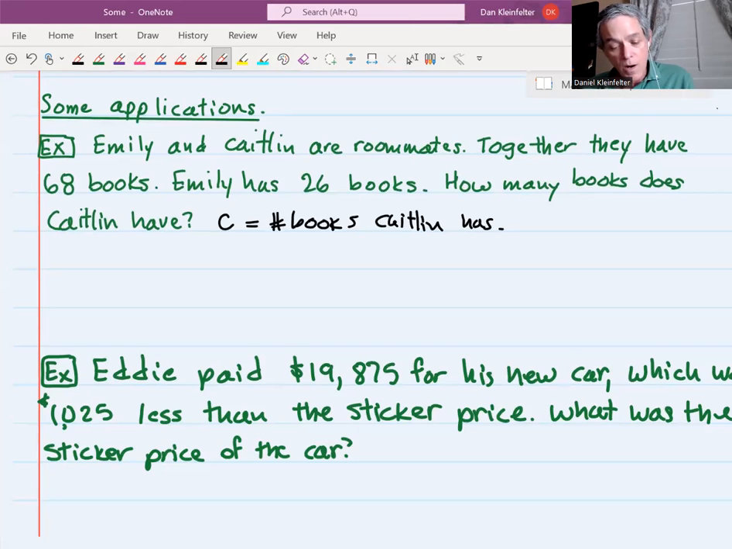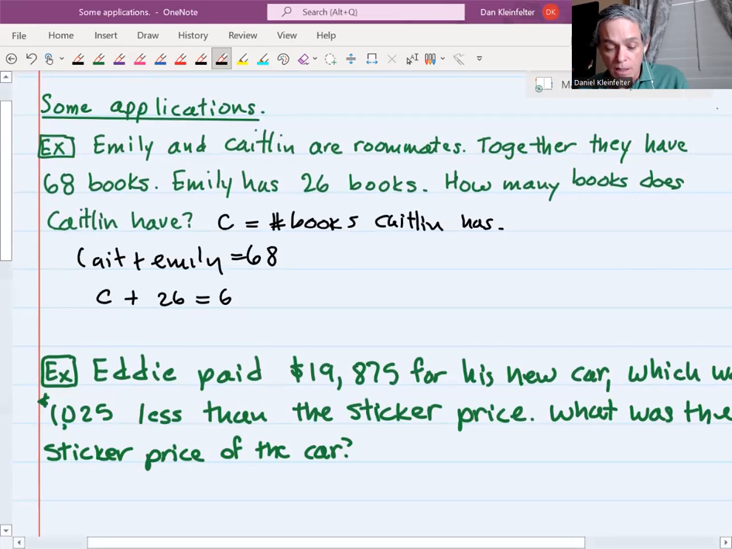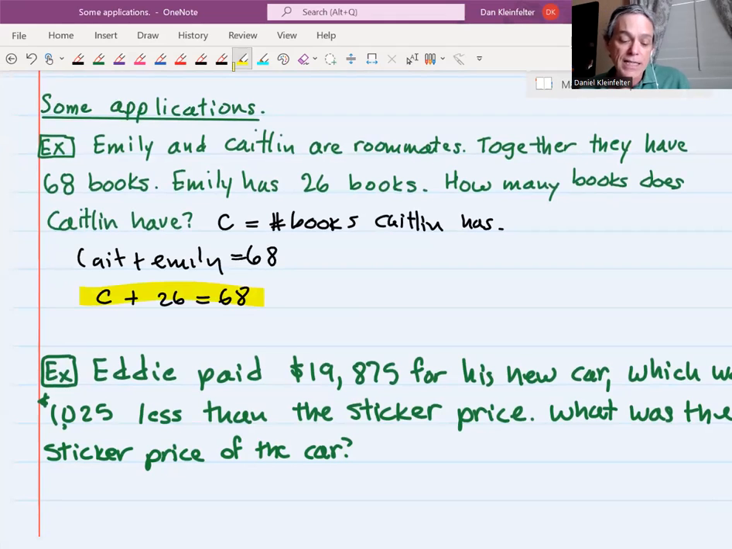The part about Emily and Caitlin being roommates is not really helpful. We can ignore that. Together, they have 68 books. So the amount of books that Emily has and the amount of books that Caitlin has together make 68. We know that Emily has 26. So let me think. Caitlin plus Emily together should have 68 books. We're using C for Caitlin's books, and we know Emily has 26. Okay, and so that's going to give me my equation. C plus 26 is 68. Okay, and so that should make some sense.